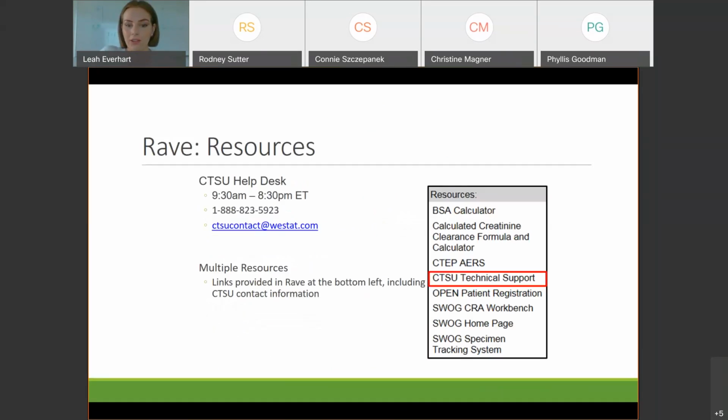And your front line for technical support with RAVE is the CTSU help desk. For anything related to the data you're entering or any queries you might need clarification on, you should contact your data coordinator. But anything technical can be directed to the CTSU help desk. And their contact info is here and is also available through a teeny tiny customer support link that you'll see at the bottom of all pages in RAVE. Next slide.